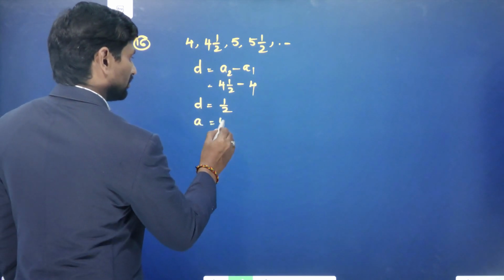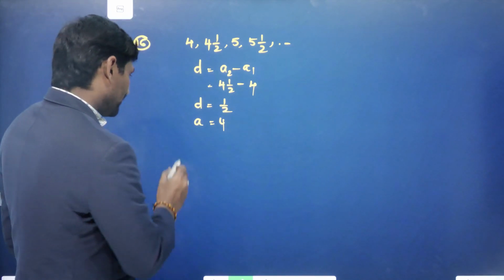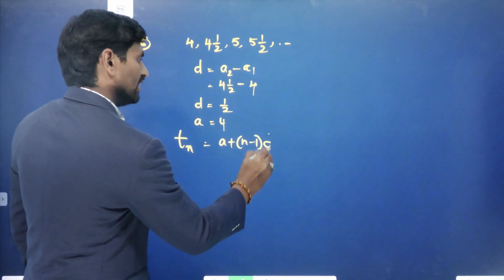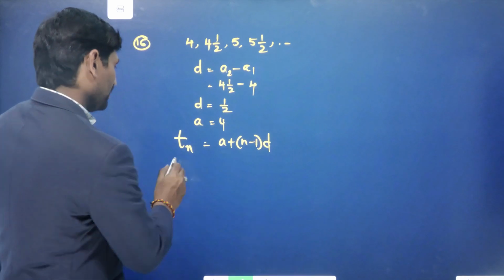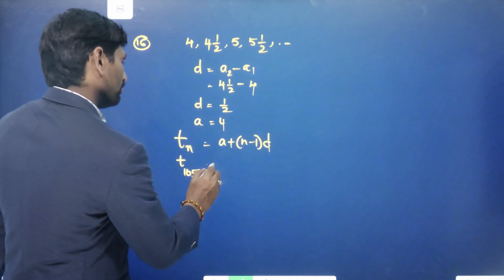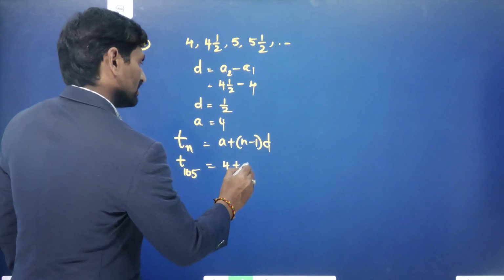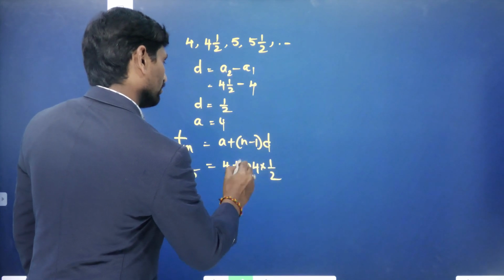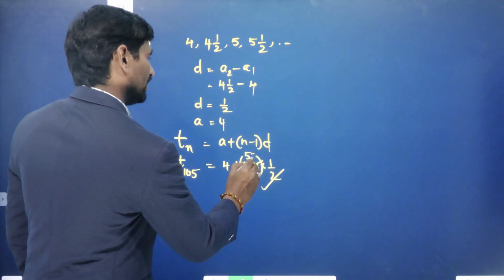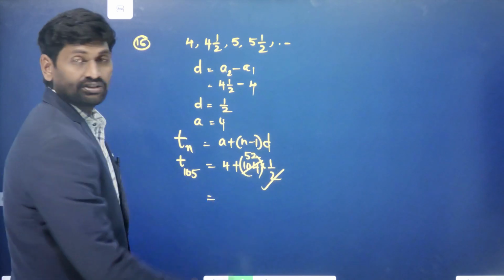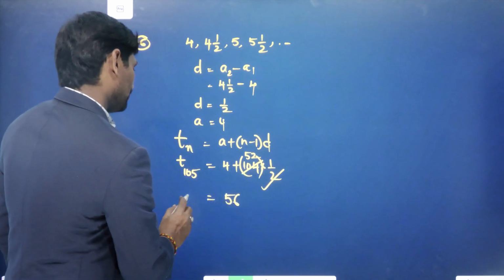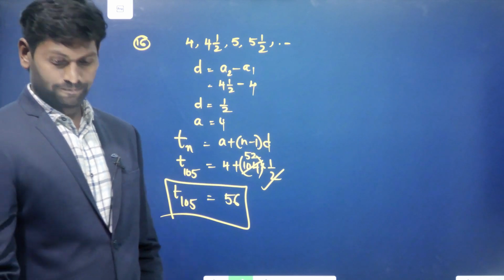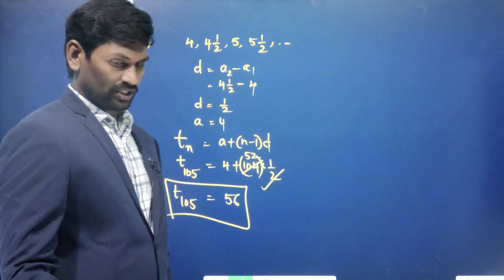First term is 4. Which term should we find? The 105th term. So I am using the Tn formula, a plus n minus 1 into d. Just finding the 105 value. 4 plus 105 minus 1 is 104 into common difference 1 by 2. So 2 table, 104 is 52 times. 52 plus 4 is 56. So the 105th term is 56. Okay? Please look at that.